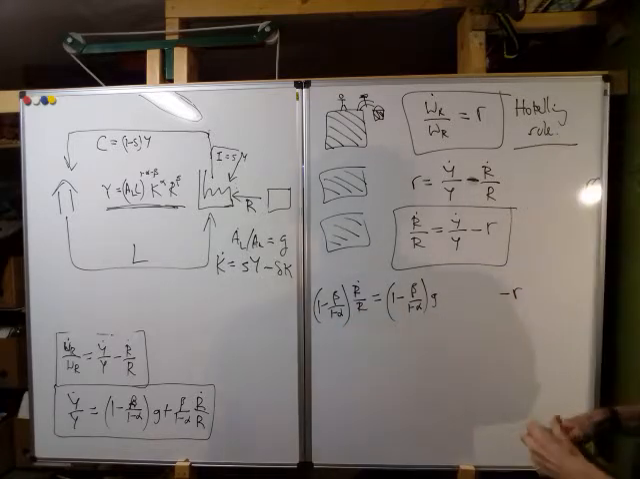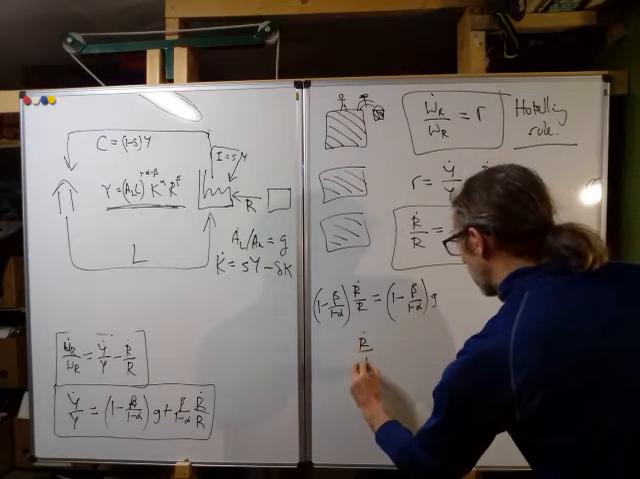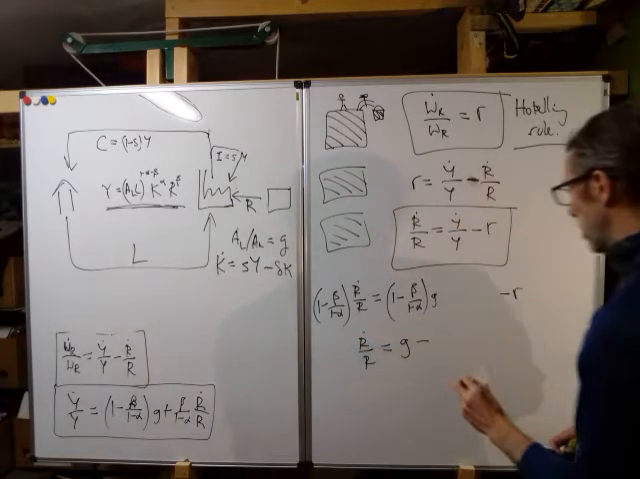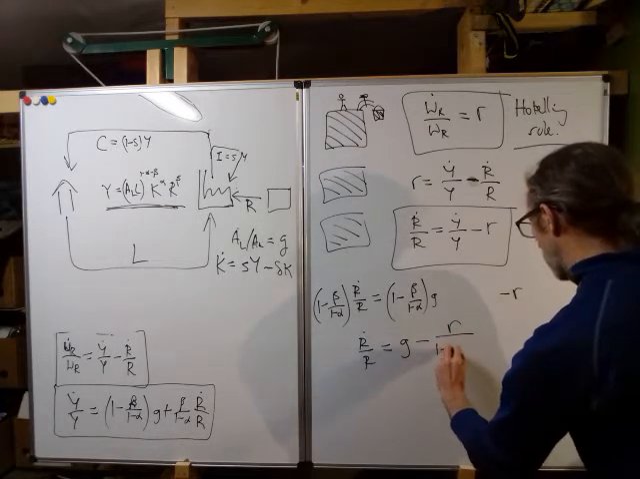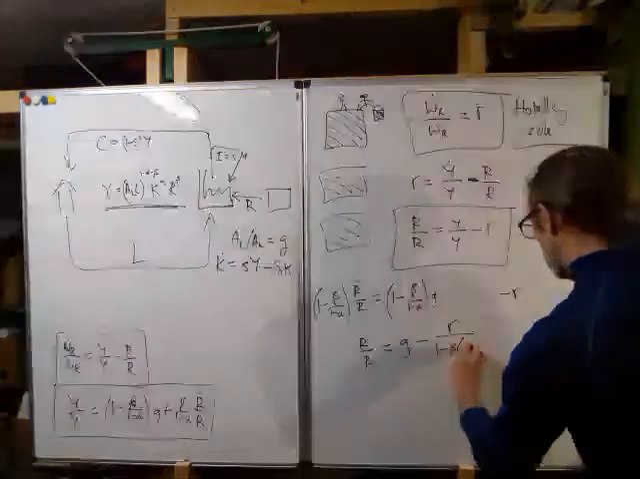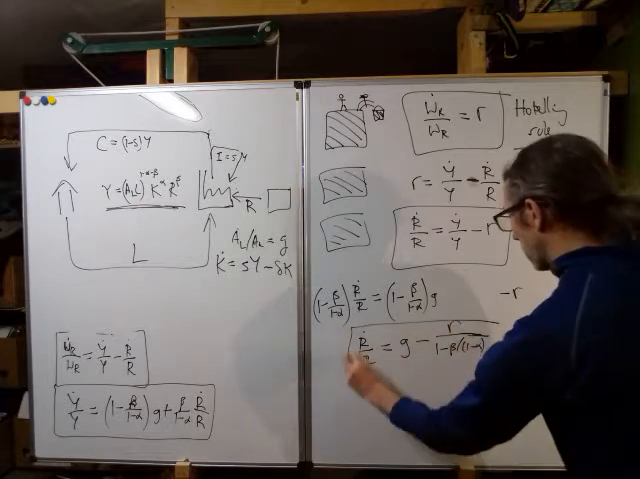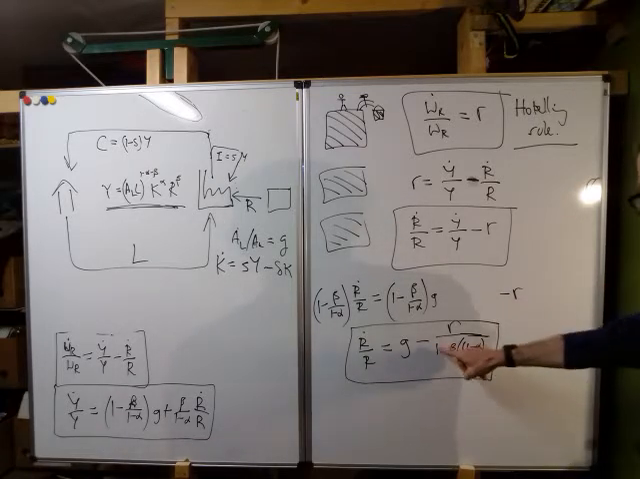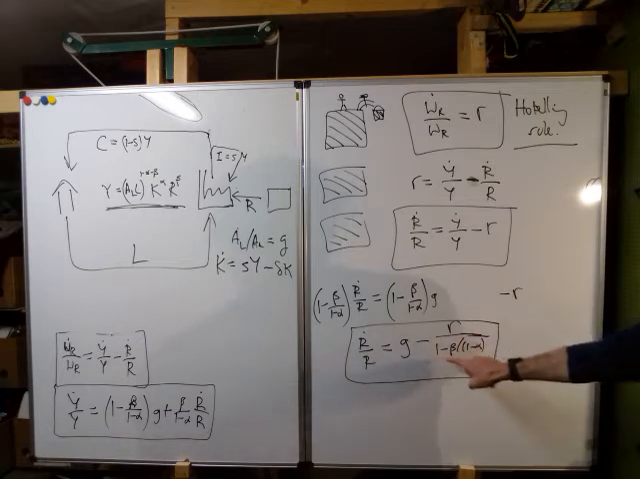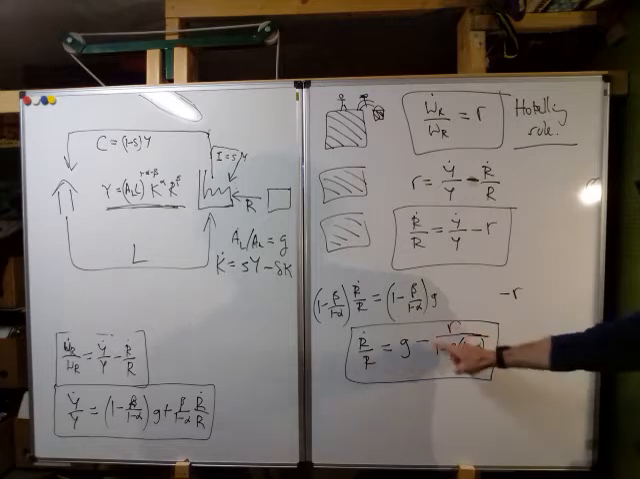So that's that. Now we divide by this and we get r dot over r is g minus r over 1 minus beta over 1 minus alpha. And this is less than 1, so this is bigger than 0.